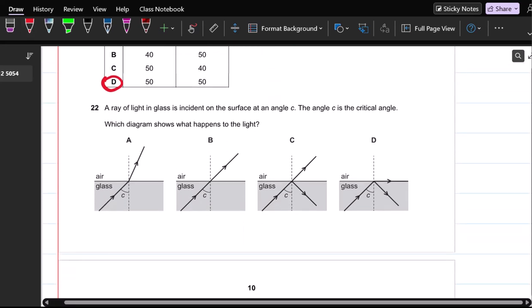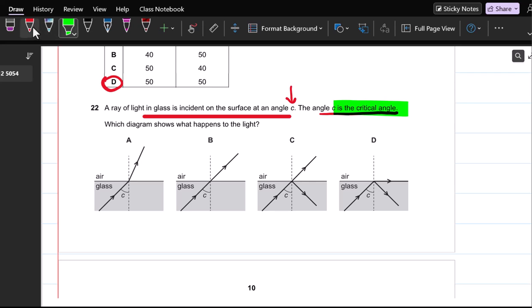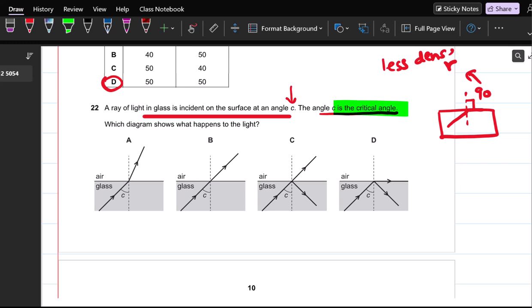Moving to question 22. A ray of light in glass is incident on the surface at an angle C. C is the critical angle. This is important. You know when a critical angle occurs, the ray makes 90 degrees as the angle of refraction in the optically less dense medium, and it bends along the boundary of two mediums.